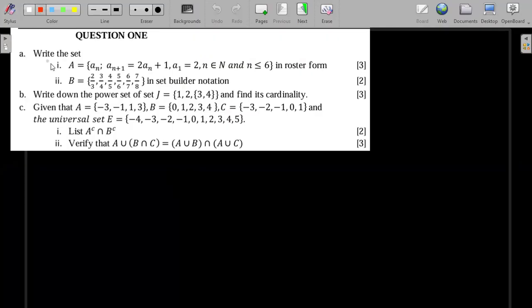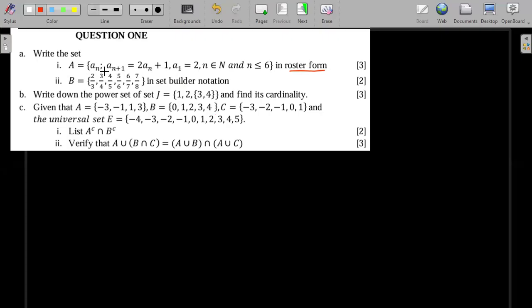Right, so question 1, they're saying write the set, okay, and they've given us this set, which is in set builder notation. They're saying we write this set in roster form. Roster form means we want to write this set in a way where we are listing all the elements that are contained in that set. The way it's given there is just a description. Then we want to convert it into a roster form where we are listing all the elements in that set.